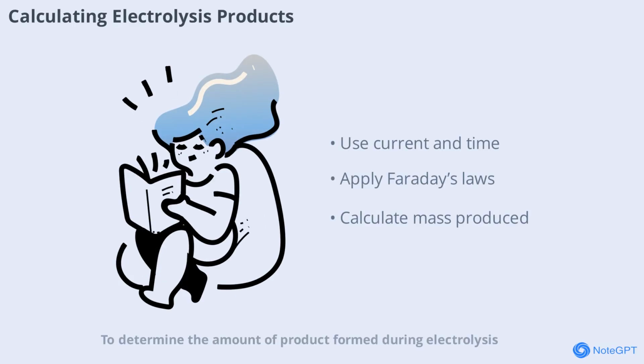To determine the amount of product formed during electrolysis, you need to know the current, time, and the substance's equivalent weight. Using Faraday's laws, you can calculate the mass of metal deposited or gas evolved. This is especially useful in industrial settings where efficiency and cost-effectiveness are crucial. Practicing these calculations will help you excel in your exams and understand real-world applications.